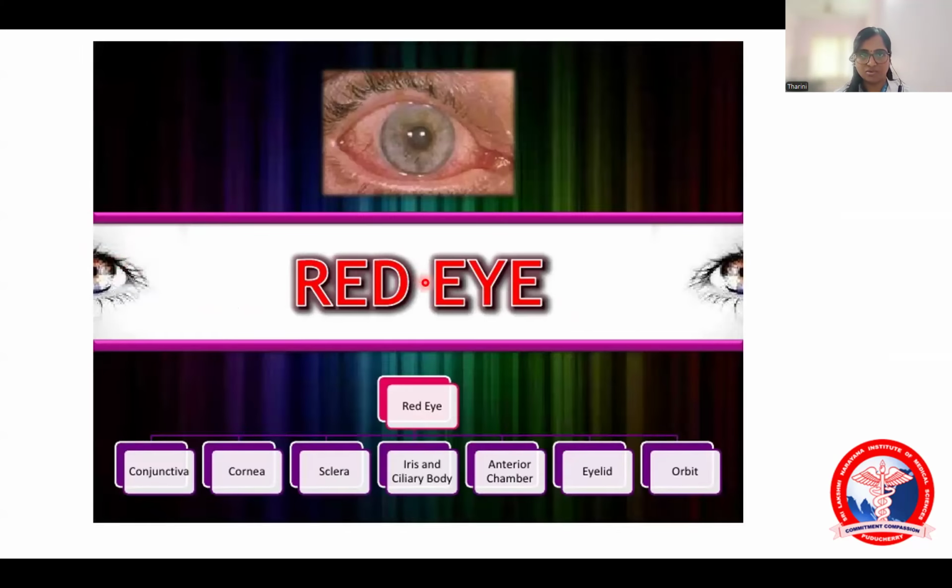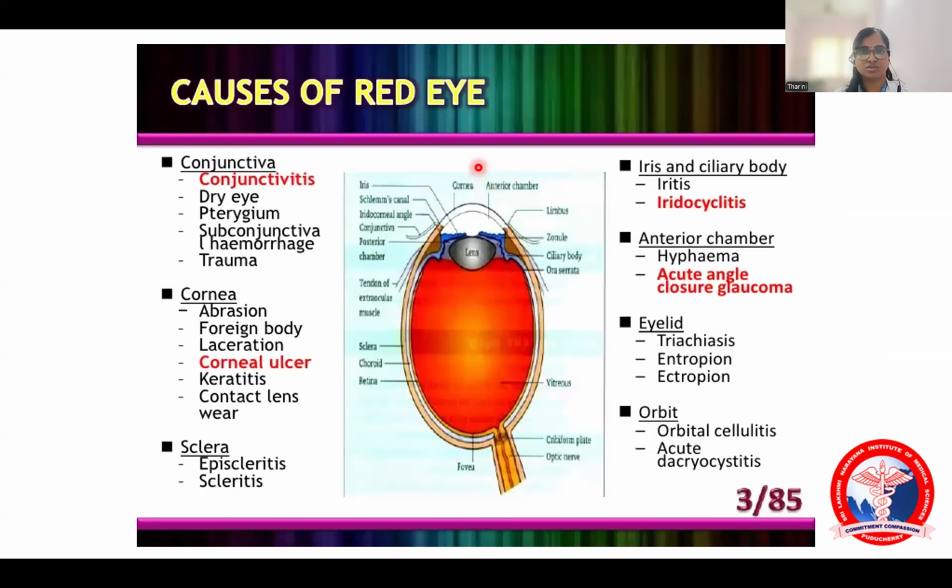So first we'll discuss the symptom of red eye. There are a lot of causes of red eye. One of the causes is conjunctival infection or inflammation. Other causes include problems with the cornea, sclera, iris, ciliary body, anterior chamber, eyelid, orbit; everything will present with red eye. So what are the causes of red eye?